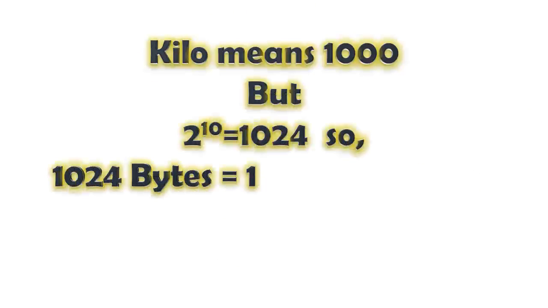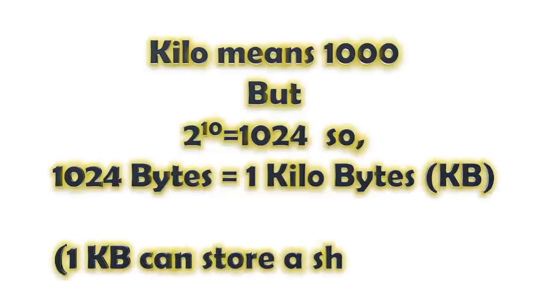In general, kilo means 1000. But in computer parlance, as the computer stores data in binary, we should take the nearest size. As 2 power 10 is equal to 1024, 1024 bytes is considered as 1 kilobyte instead of 1000 bytes. 1 kilobyte can handle about 200 English words. That means a short email can be stored in 1 KB of storage.